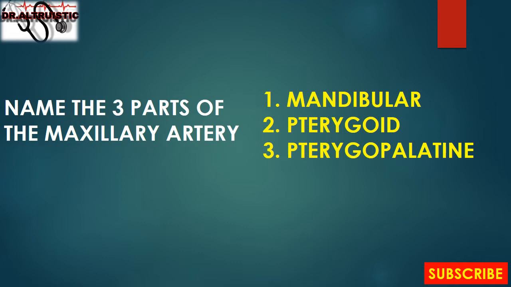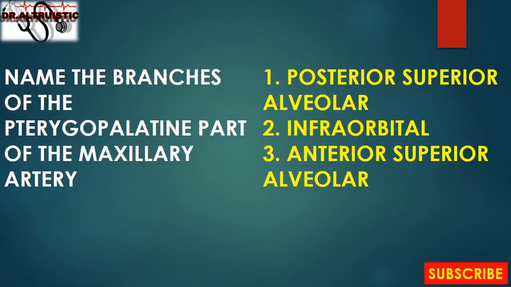Name the three parts of the maxillary artery. 1. Mandibular. 2. Pterygoid. 3. Pterygopalatine. Name the branches of the pterygopalatine part of the maxillary artery. 1. Posterior superior alveolar. 2. Infraorbital. 3. Anterior superior alveolar.